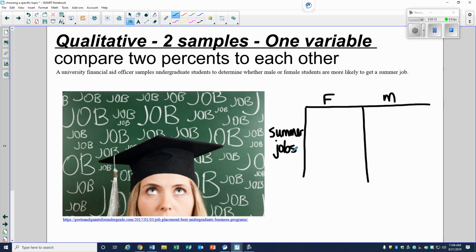Because this is qualitative, we really can just get a percentage for the females and a percentage for the males. We're not comparing that to anything that was given to us in the beginning. This is all fresh data, so what I'm looking for is to see, is there a difference between these 2 groups?